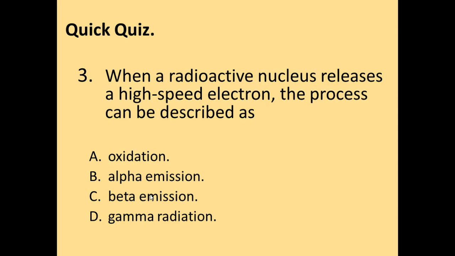Question 3: when a radioactive nucleus releases a high-speed electron, the process can be described as A, oxidation, B, alpha emission, C, beta emission, or D, gamma radiation. Well, an electron released from an atom is called a beta particle, so this must be beta emission. And don't worry about oxidation because we haven't talked about this. That will be in a few units ahead.